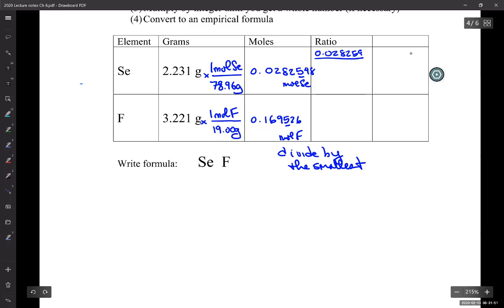0.028259 divided by 0.028259 equals 1, right? And then for the fluorine, I'm going to take 0.169526 and divide by 0.028259. And you're going to get a number. Go ahead and do that. Tell me what you get.